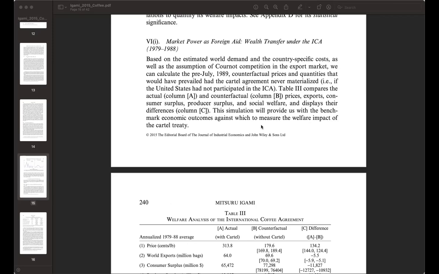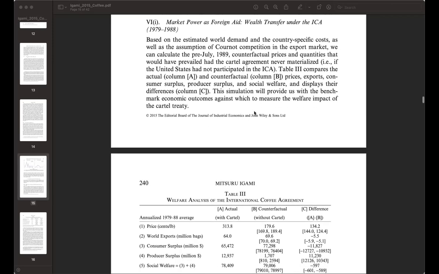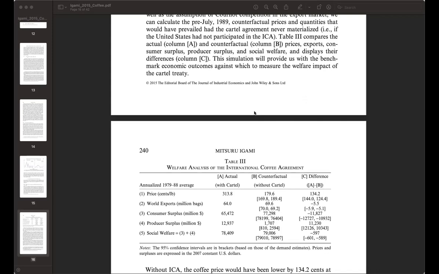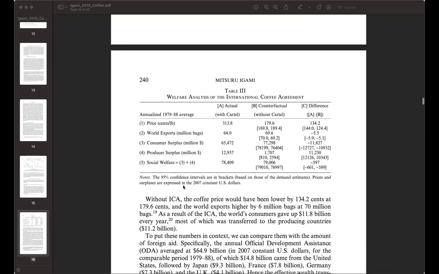Table 3 compares the actual, column A, and counterfactual, column B, prices, exports, and consumer surplus, and so on, and displays their differences. This simulation will provide us with the benchmark economic intuitions or outcomes against which to measure the welfare impact of the cartel treaty. Without the ICA, the coffee price would have been lower by this much. Okay, and the world exports slightly higher by 6 million bags at 70 million bags.